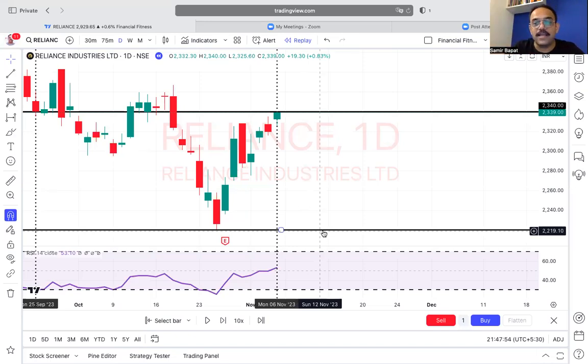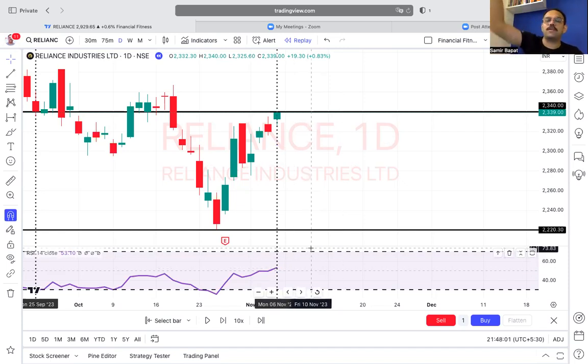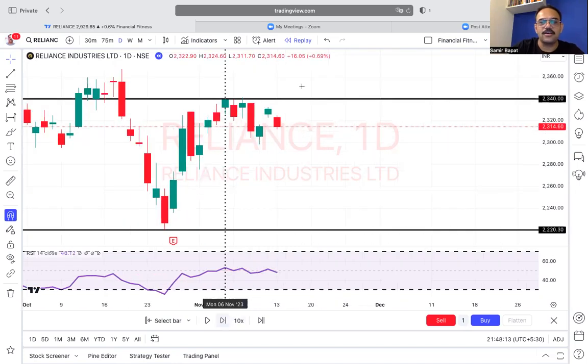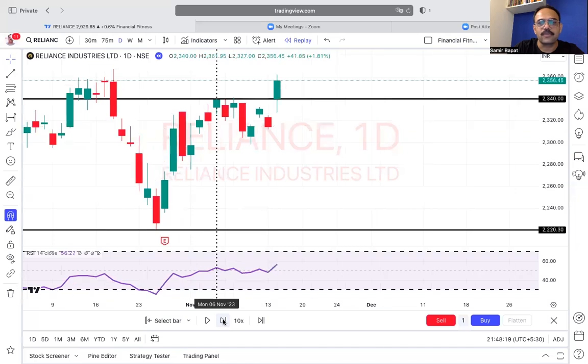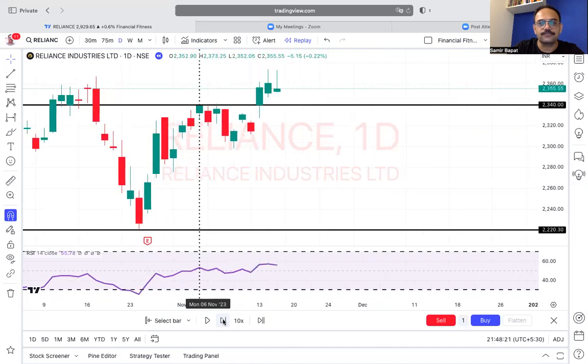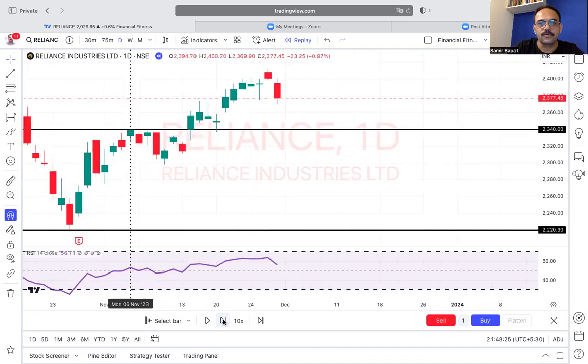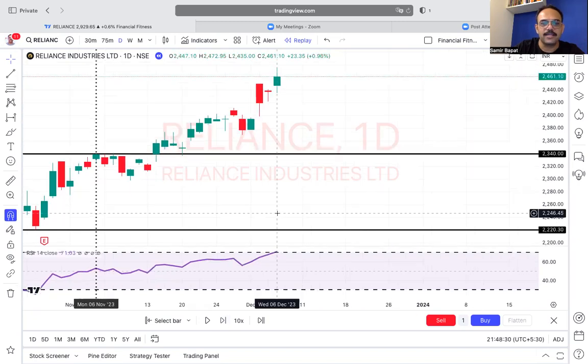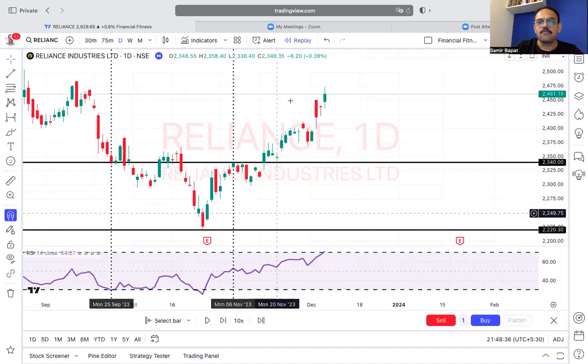In profit, when will we exit? When the RSI crosses the overbought condition, sorry, overbought condition. So RSI should cross 70. So let's see when the RSI crosses 70, or the price closes below this, or RSI closes above 70, we have to exit. Okay, so it's going. Okay, so has it closed above 70 here? Yes, it has closed at 71. So we can exit here.